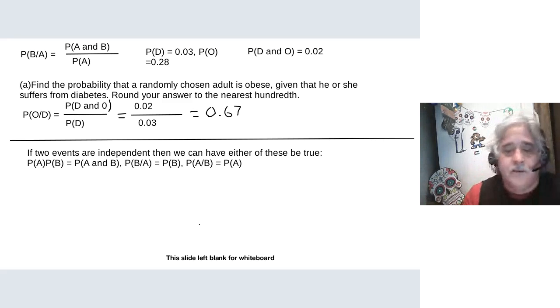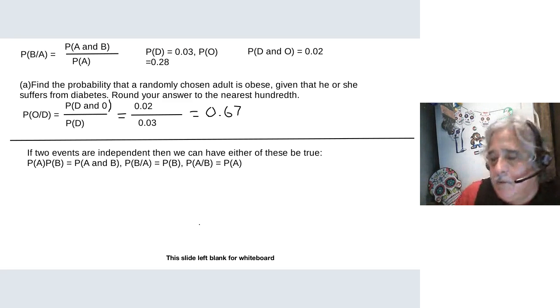The last two: the first one is just the multiplication rule for independent events. And then the second one is kind of a subcategory of that, but you can write it two different ways. The probability of B given A would have to equal the probability of B if the two events are independent, or the probability of A given B would have to equal the probability of A. All right, so let's go back over here and put those things to work.